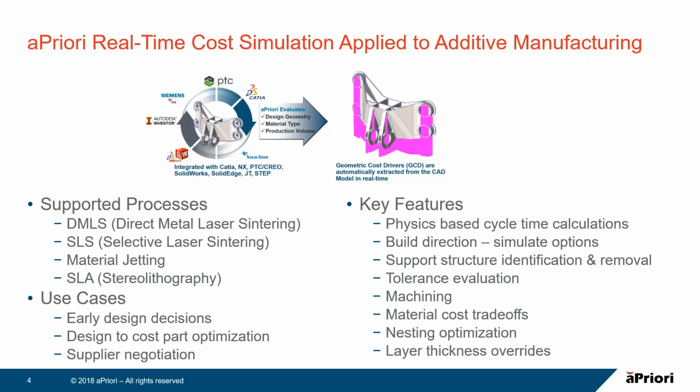And another thing that we do identify are support structures. So we automatically recognize where support structures will be required, and we account for the time and cost to both print those support structures and then also remove them from the part, which can be a very time-consuming and costly operation, especially when you think about metal support structures for a metal component. You're basically breaking a metal component in half, which can be time-consuming and a very costly process.